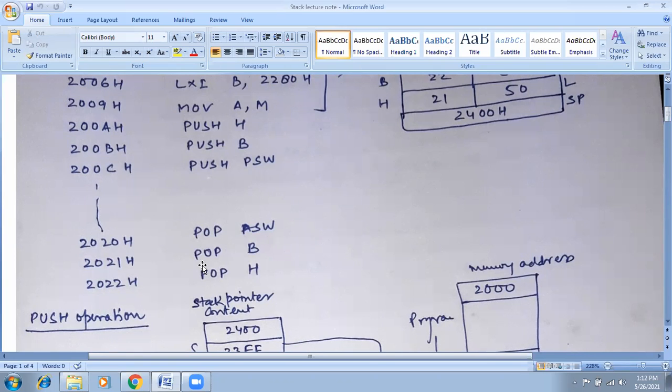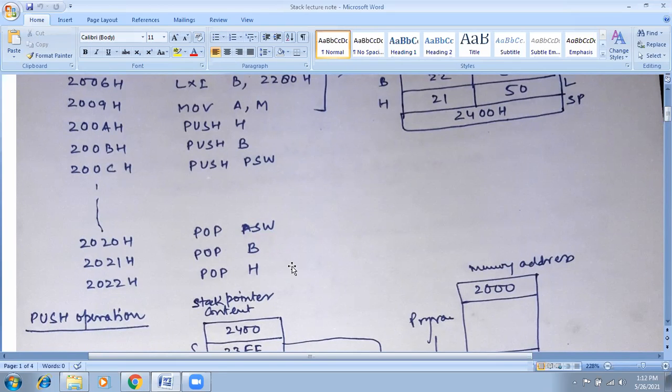So after a POP B operation, the content of the top of the stack is copied in the BC pair, and the stack top location will be showing 23FE. Now, whenever we execute the POP H instruction, at that particular moment the content of the stack pointer is representing 23FE.